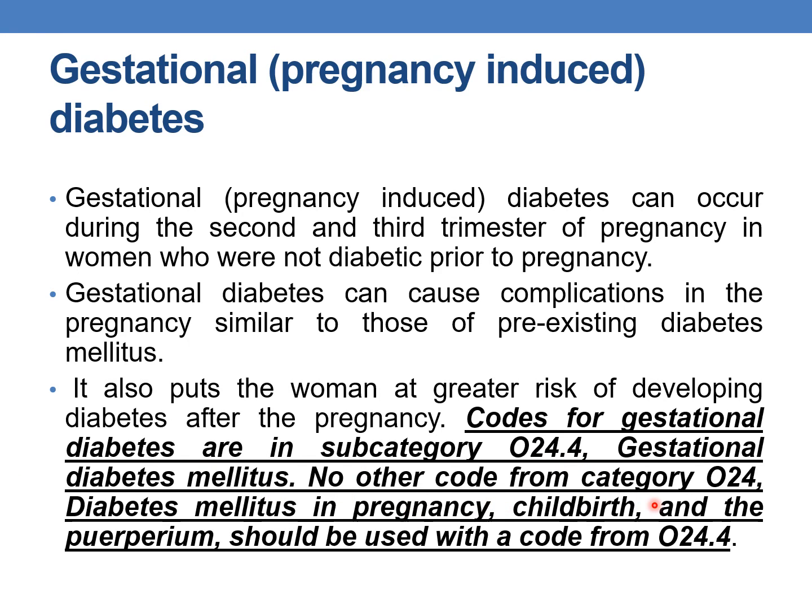No other code from category O24, diabetes in pregnancy, childbirth and purpura, should be used along with the code O24.4. So these two are contraindicated. Either diabetes can be pre-existing or gestational. So whenever we are coding gestational diabetes, you should not code other codes from the category O24. They should not be used along with the code O24.4.